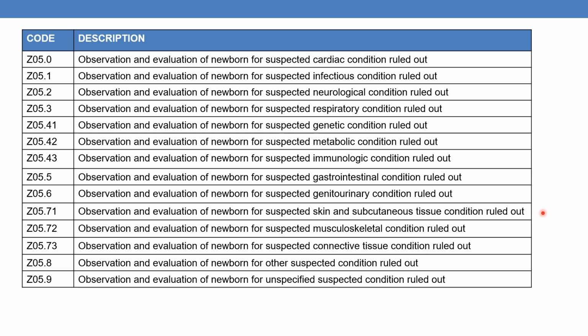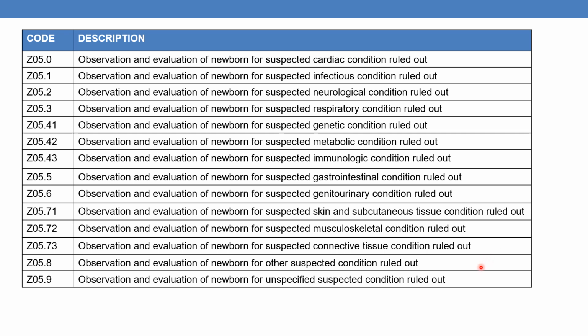The next is Z05.71. Observation and evaluation of newborn for suspected skin and subcutaneous tissue condition ruled out. The next is Z05.72. Observation and evaluation of newborn for suspected musculoskeletal condition ruled out. The next is Z05.73. Observation and evaluation of newborn for suspected connective tissue condition ruled out.